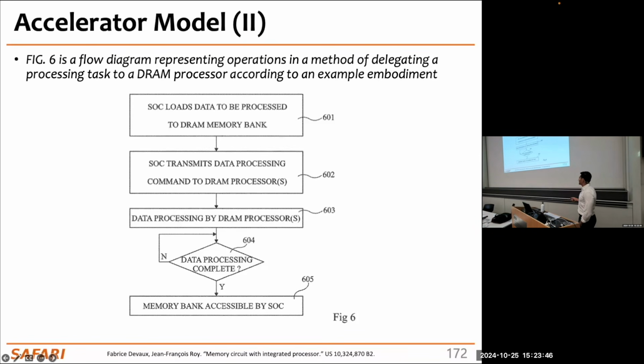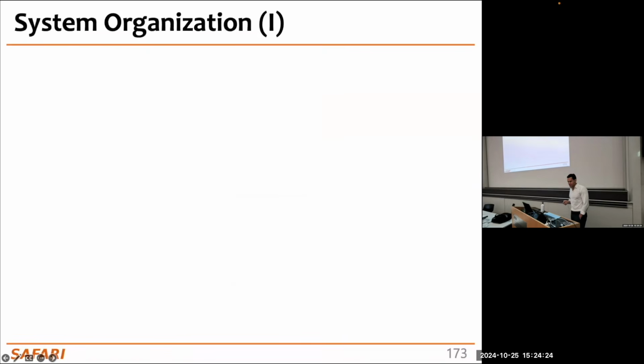So this is from the initial patents that the UpMem founders wrote and published. I don't remember the year. I think it was 16 maybe, but don't quote me on that. So this describes this accelerator mode that I just mentioned. The patent says that the SoC loads the data into the DRAM memory bank, then transfers the commands to the DRAM processor. The data processing by the DRAM processor starts, and when the computation is done, the SoC can access the output data from the memory bank.